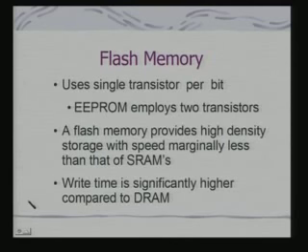The flash memory again uses a single transistor per bit, whereas EEPROM employs two transistors, more than one transistor. Flash memory provides high density storage with speed marginally less than that of SRAMs. Speed is primarily with reference to access or read time. The write time is significantly higher compared to DRAM.